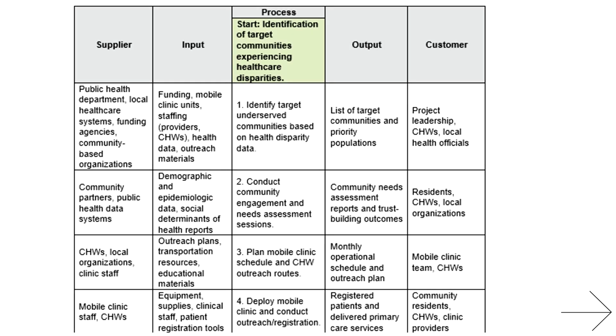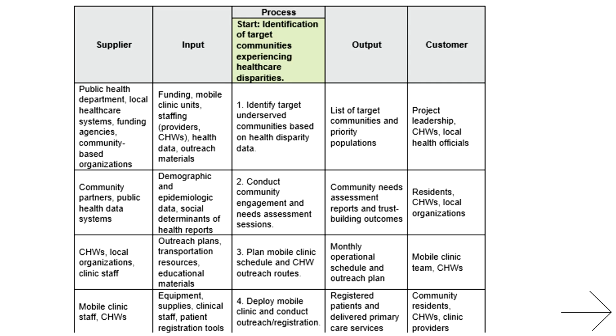Implementation steps. A SIPOC diagram that outlines the process for implementing and evaluating mobile clinics with community health worker (CHW) support. The process begins with identifying target communities experiencing healthcare disparities and ends with implementing process improvements based on evaluation outcomes after a 12-month cycle.